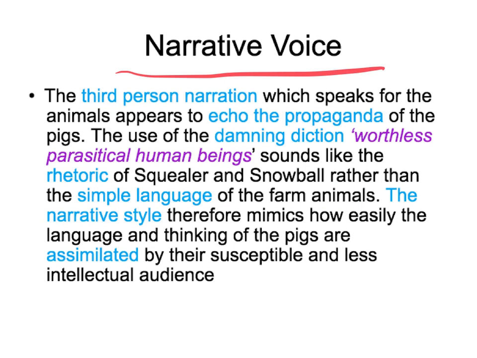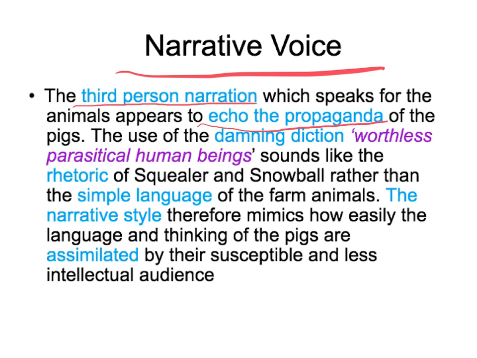Okay, so the narrative voice there, you can see it's third person narration, but what it does, sometimes it echoes the propaganda of the pigs. So for example, when it uses the damning diction, that the animals at least now are working for themselves and not for worthless parasitical human beings, that's not Boxer who says, oh, they're worthless parasitical human beings, because he doesn't know what the word parasitical means. So that is the propaganda of the pigs that's assimilated by all the animals. They don't know it's propaganda. They don't know they're being manipulated. They don't know what parasitical means. You know it's propaganda. You know they're being manipulated. And please God, you know what parasitical means.